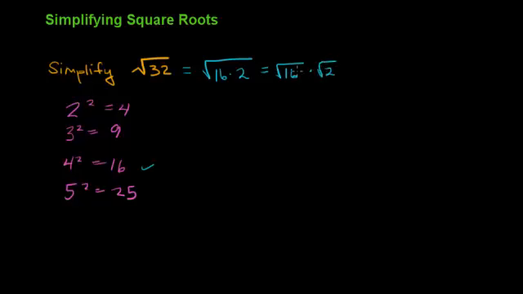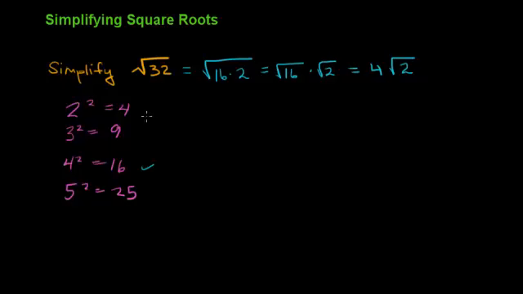And the principal or positive square root of 16 is 4. And then the 2, of course, is not a perfect square and does not have any perfect square factors. So this is the simplified version of the square root of 32.